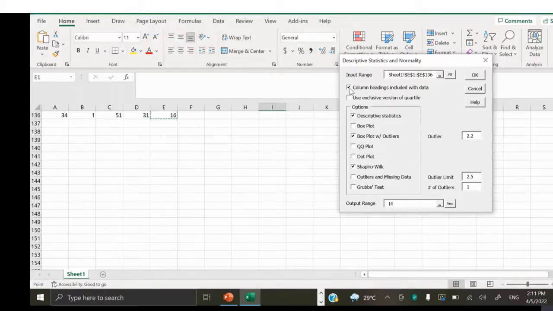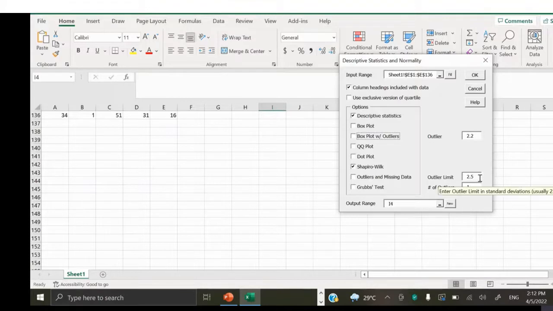There. And I will check column headings included with the data, because when I highlighted the column, I included the label. Okay, so column headings included with the data. So I will check Descriptive Statistics, and I will not use this, and I will use Shapiro-Wilk. I click Shapiro-Wilk and Descriptive Statistics.